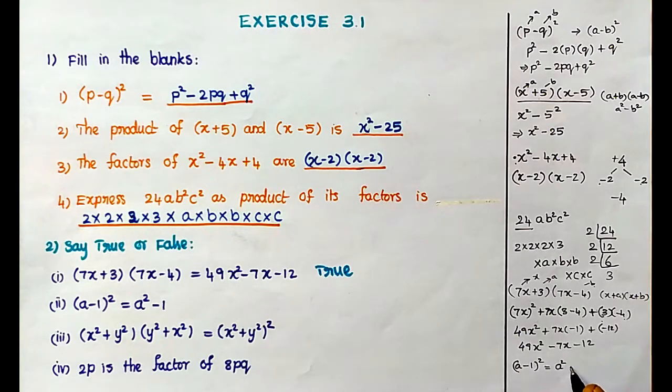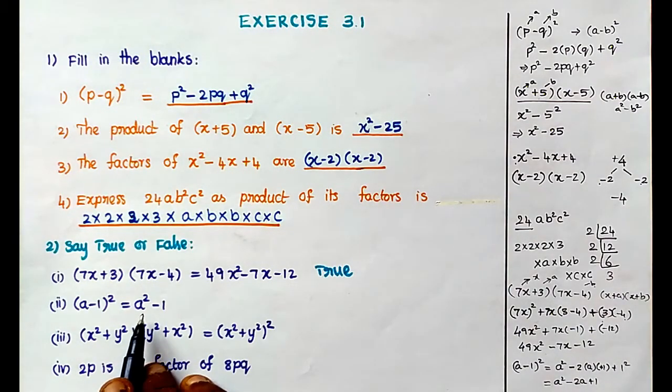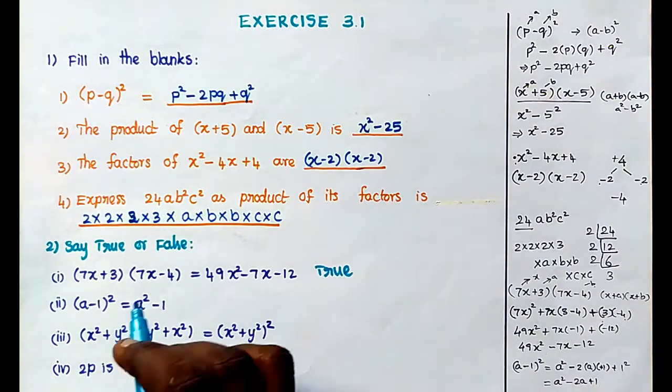A squared minus 2ab plus 1 squared. So we get a squared minus 2a plus 1. But they given a squared minus 1. That is false.